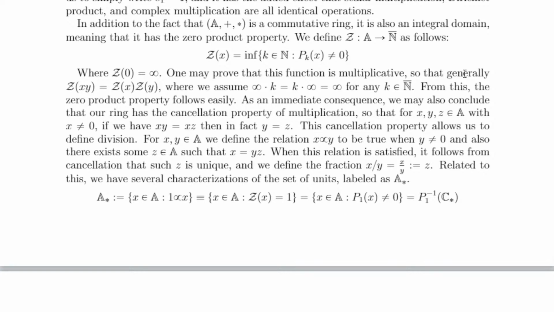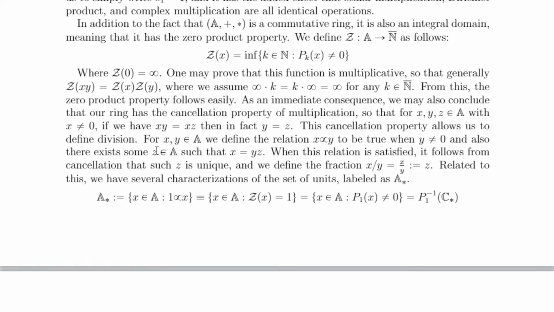So because we're in an integral domain, because we have the zero product property, we have cancellation. And that's super useful as well. Whenever you have cancellation, you can define division. So if we have some elements x and y in our space A, we'll define this relation here. This is the proportional to symbol. We'll define this relation: x is proportional to y is true when y is non-zero and there is some element z such that x equals y times z.